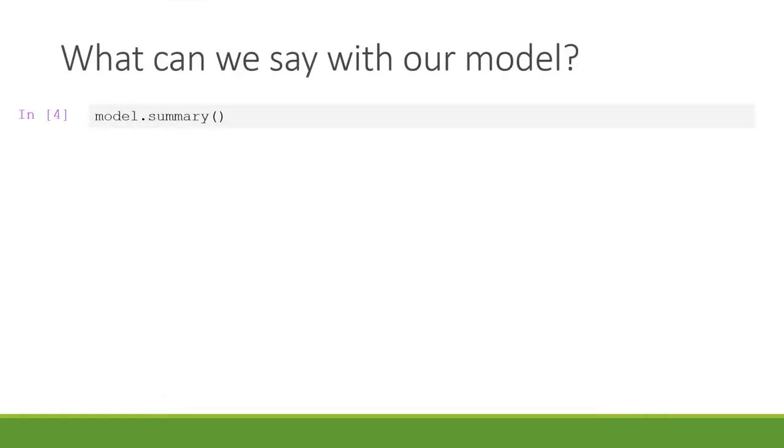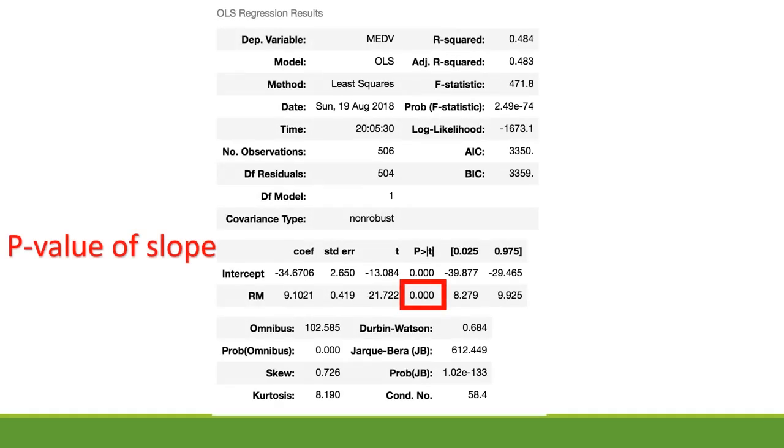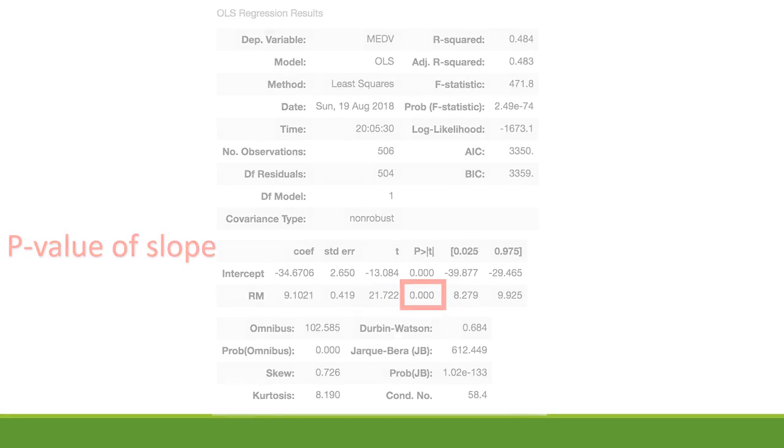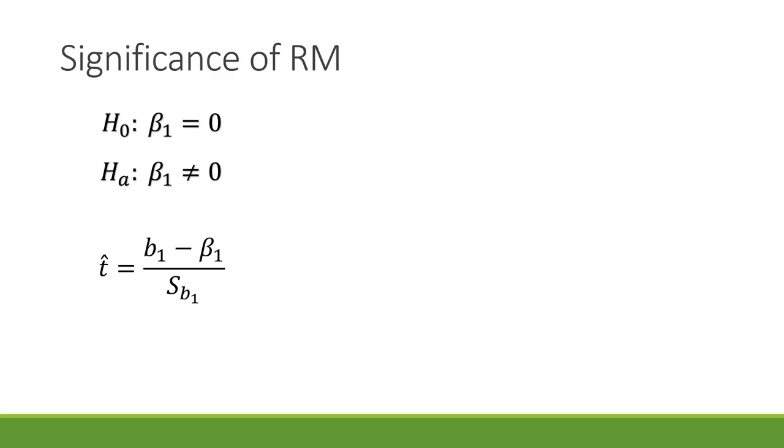Statsmodels also provides statistical evaluation of the model by using the method summary. First, we need to pay attention to the p-value of the slope. This p-value is for the two-tailed test of the slope. As we discussed in topic 3 for the population mean, in a two-tailed test, the p-value computes the probability for a statistic to take more extreme values on the two tails. Here, the statistic is (B1 minus beta 1) divided by SB1.